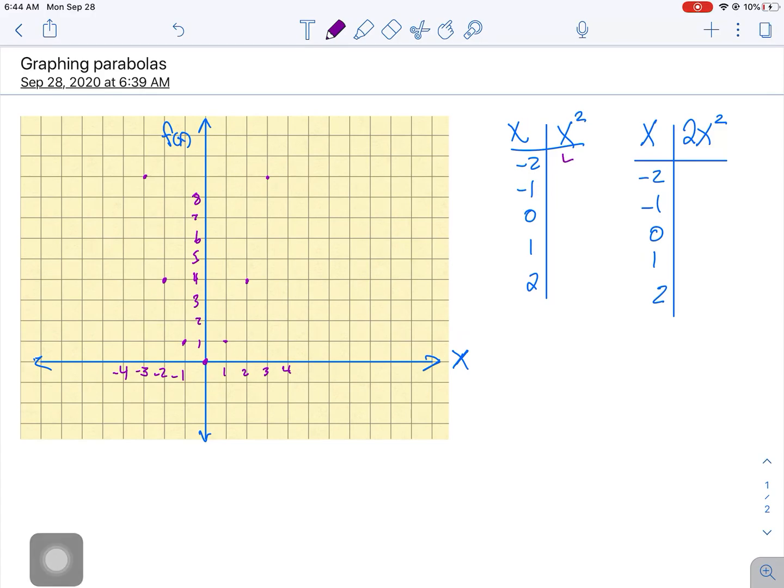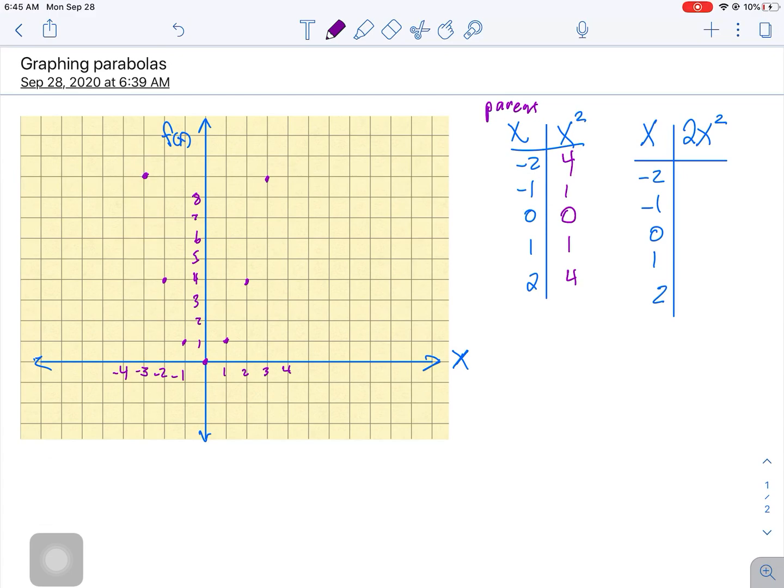So negative 2 squared is 4, negative 1 squared is 1, 0 squared is 0, 1 squared is 1, and 2 squared is 4. This is known as the parent function. So all transformations, they all start with f of x is x squared. So I've gone ahead and I've plotted those points on the graph here.